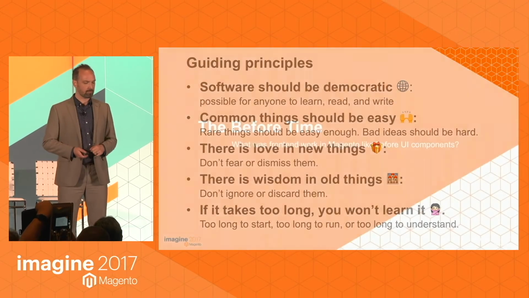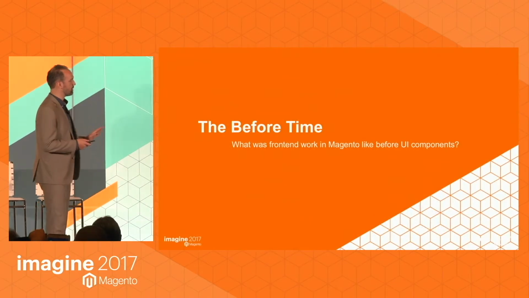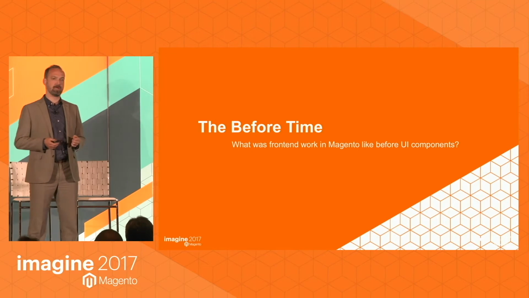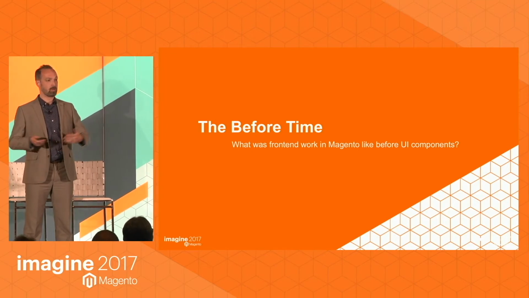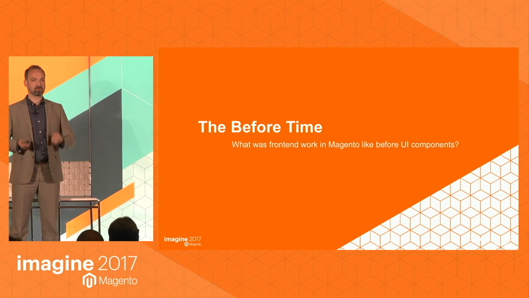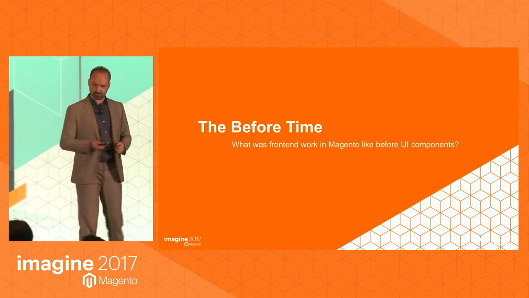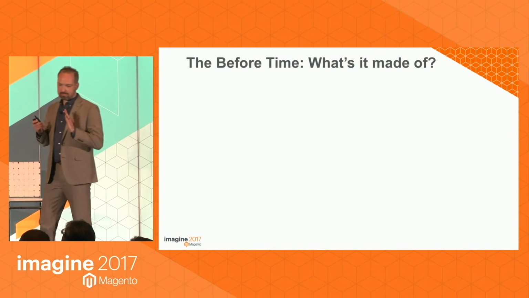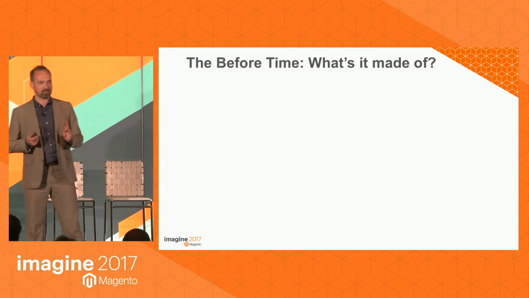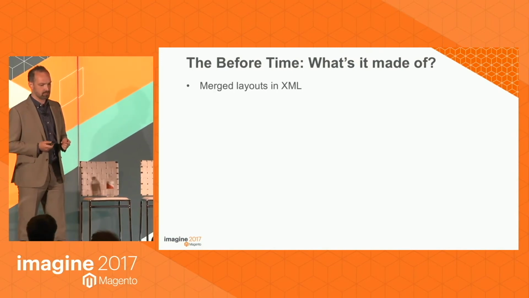We good? All right. So let's talk about what front-end work in Magento was like before UI components, so we can understand the problem domain that existed, that UI components were kind of developed in response to, so we can kind of see what they're meant to be. So there were a bunch of pieces to this in Magento 1 and in early revs of Magento 2.